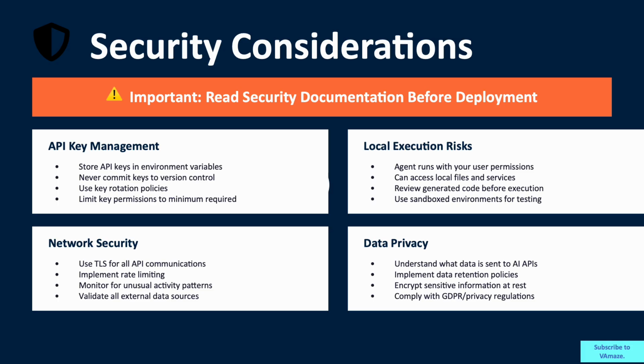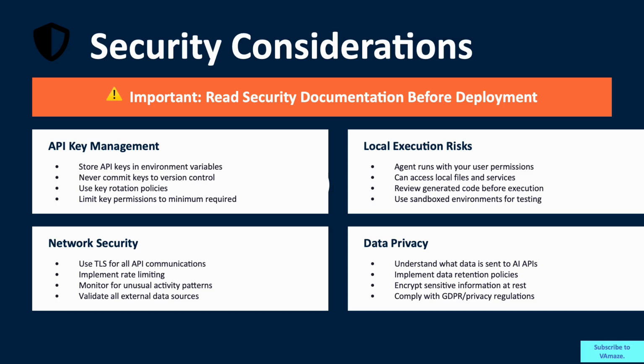Local execution risks. Here's something crucial to understand. OpenClaw runs with your user permissions. That means it can access your files, run commands, interact with services, anything you can do. This is powerful, but it's also potentially dangerous. If your agent is compromised or makes a mistake, it could delete files, modify data, or cause system issues. Recommendations. Review any generated code before the agent executes it. Use sandboxed environments for testing new configurations. Consider running in a container or VM for isolation. Implement safeguards and confirmation steps for destructive actions.